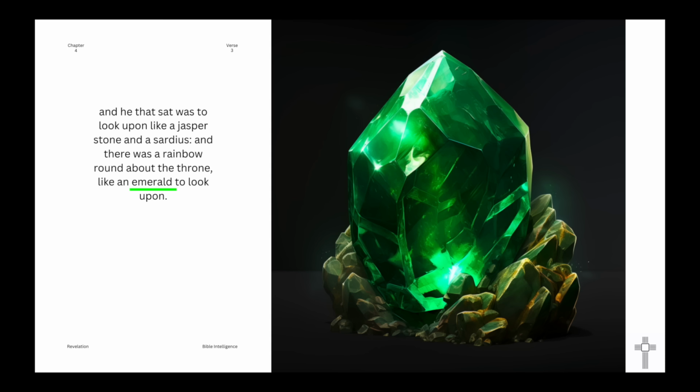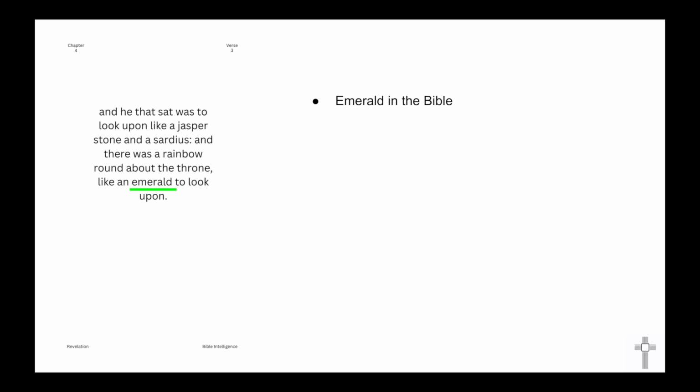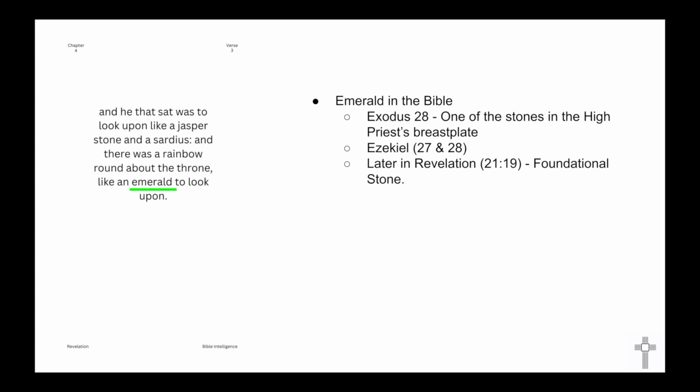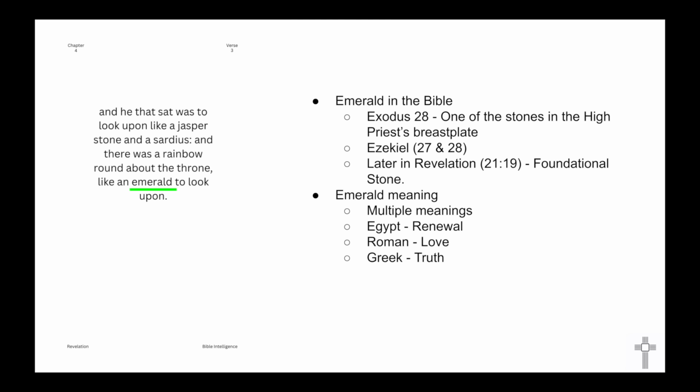Then there's also the rainbow looking like an emerald to gaze upon. And the emerald, we do find it in the Bible. Again, it's one of the breastplate stones of the high priest. Again, it's in Ezekiel, this time a little bit later in 27 and 28. And we do see it later in Revelations as one of those foundational stones. The emerald has multiple meanings. In Egypt, it meant renewal. The Roman emerald is a symbol of love. The Greek emerald is a symbol of truth. In India, it was a symbol of unity. But universally, it is seen as a symbol of wealth.